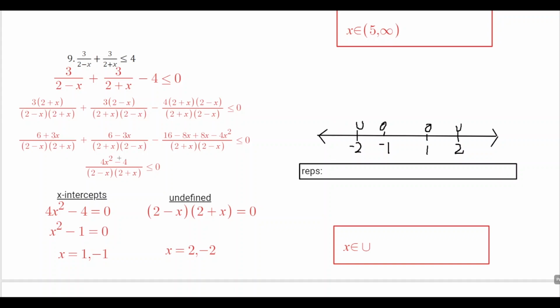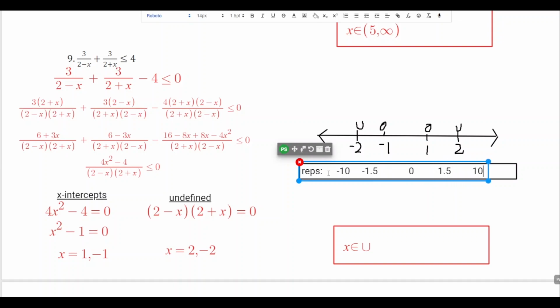All right, so the representatives I want to pick here are going to be, let's do negative 10, negative 1.5, I'll go with 0, 1.5, and 10. So if I plug in negative 10 here, let's see what I got. So negative 10, this will be 100, 400, so that's going to be a positive divide.